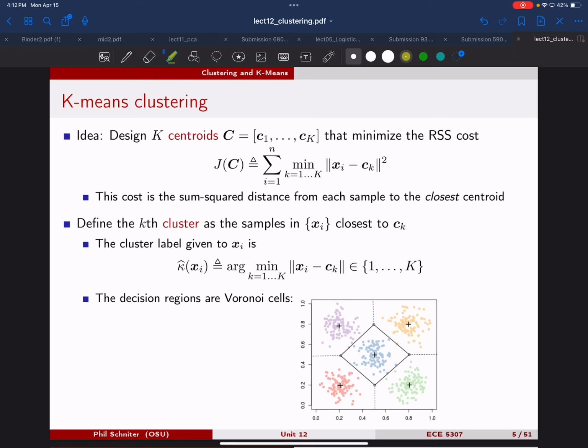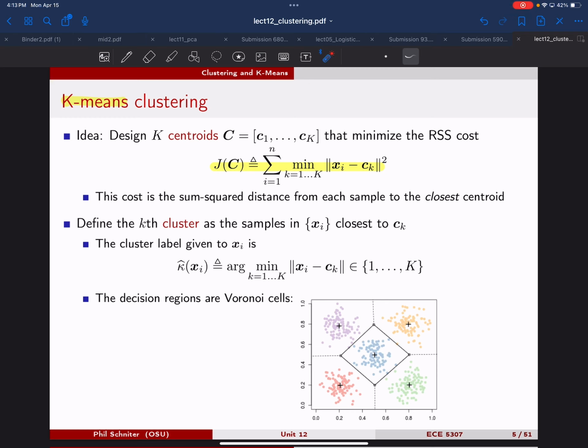Okay, so we'll talk about a few algorithms, but the one that's probably the most famous, the most common, is called K-means. And the goal here is to design K centroids. The centroids are the center of each of the clusters, essentially. And in particular, you want to minimize this cost. So this cost is a little bit funny looking. We have seen a lot of costs throughout the semester, and we want to minimize a cost. So you often see min of the cost, but this cost actually has a min inside the cost. I don't think we've seen that before.